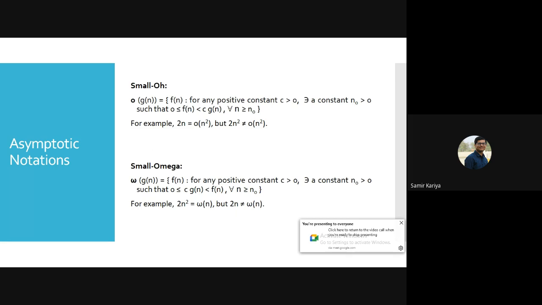So let's move to the other two notations. Small o: here we have to remove the equal to. You have to simply find the less than, or you can say that f of n should be less than c into g of n.